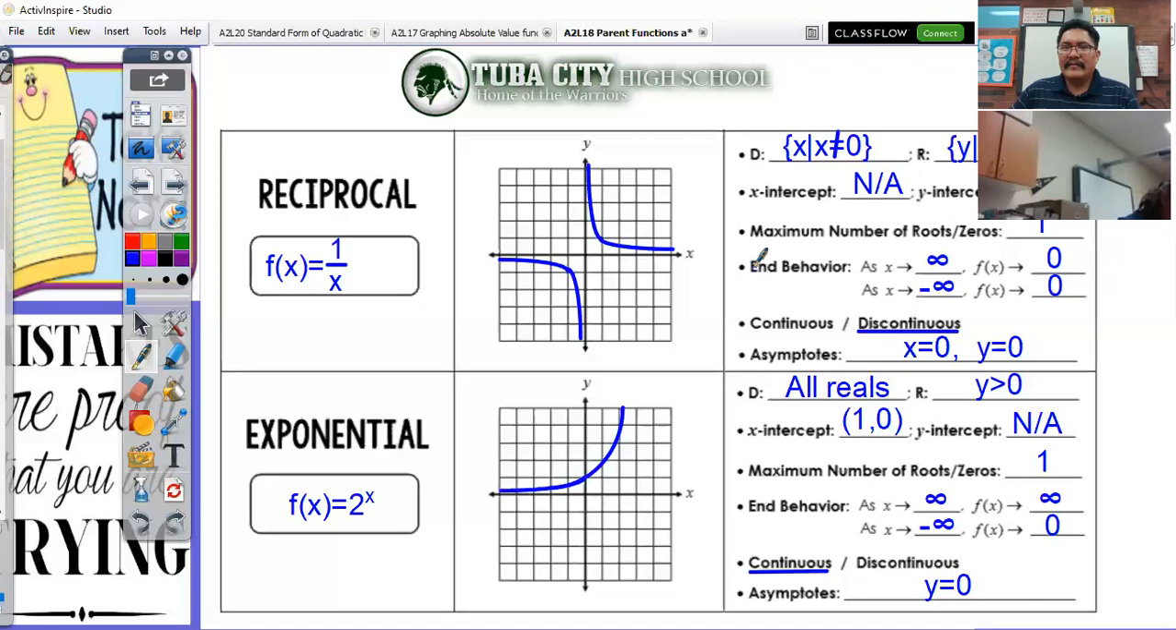So that's kind of a weird teleport thing going on right there. And this one has asymptotes, and that's the way you say it. X equals 0, y equals 0. So there is a line there that it goes towards but never actually touches. So let's look at some of these things on Desmos.